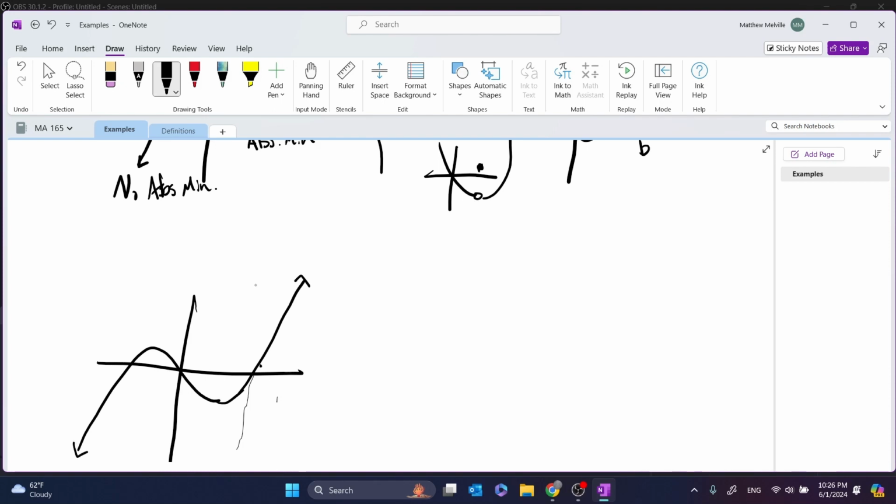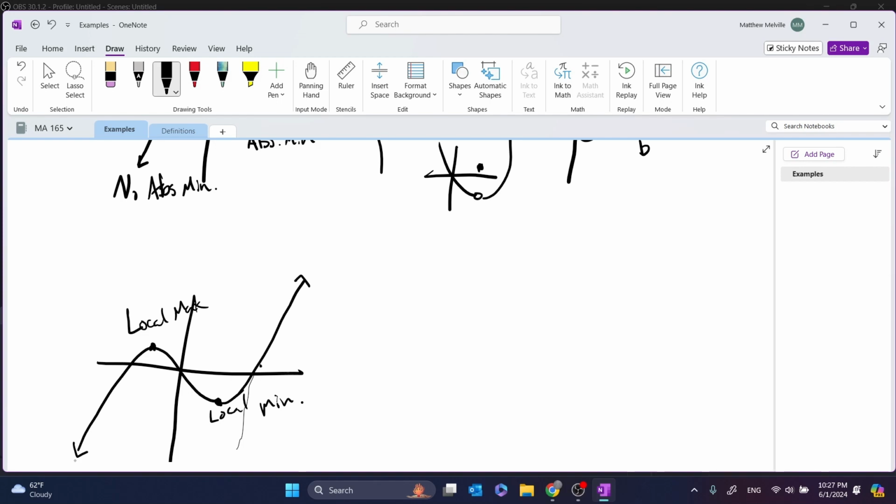Then I can say, hey, look, this is not my absolute maximum because I obviously have values over here that are bigger. This is not my absolute minimum because I have values over here that are smaller. But this is a local maximum, and this is a local minimum. And if you look at these, you're thinking to yourself, okay, well, why is that important to me?